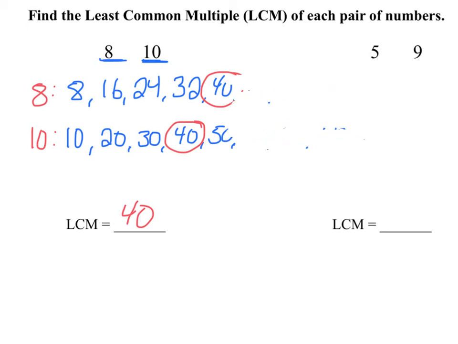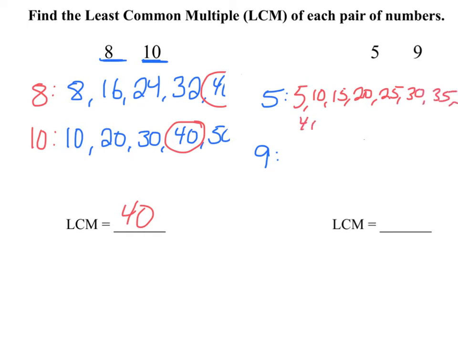So I'm going to make a little bit of room here. Now I want to do the same thing for my second problem. I want to do 5 and 9. Again, the best way to find your least common multiple is to list out the multiples of each number and compare the two lists together. So here I'm going to count by 5. So 5, 10, 15, 20, 25, 30, 35, 40, 45, 50, 55, 60.